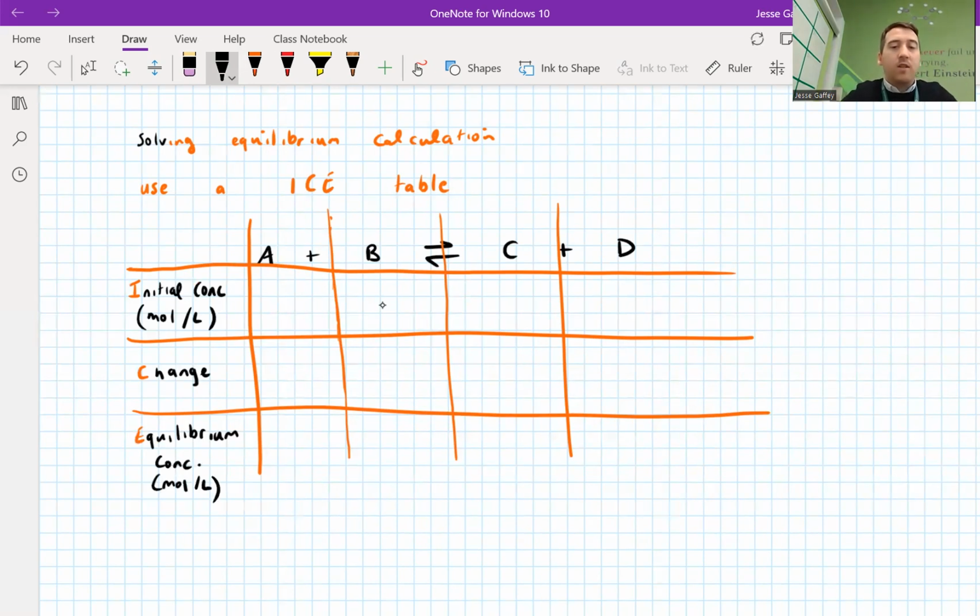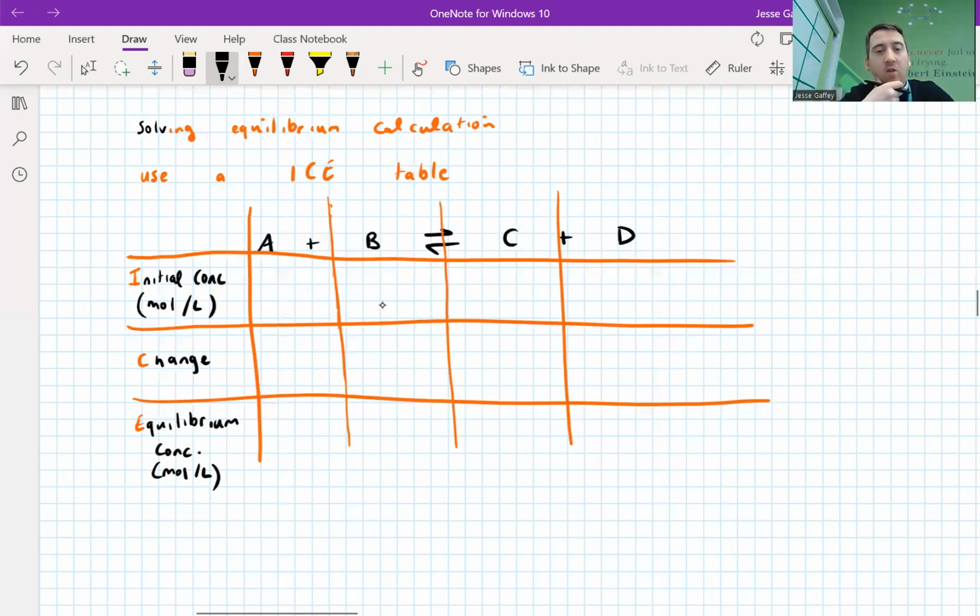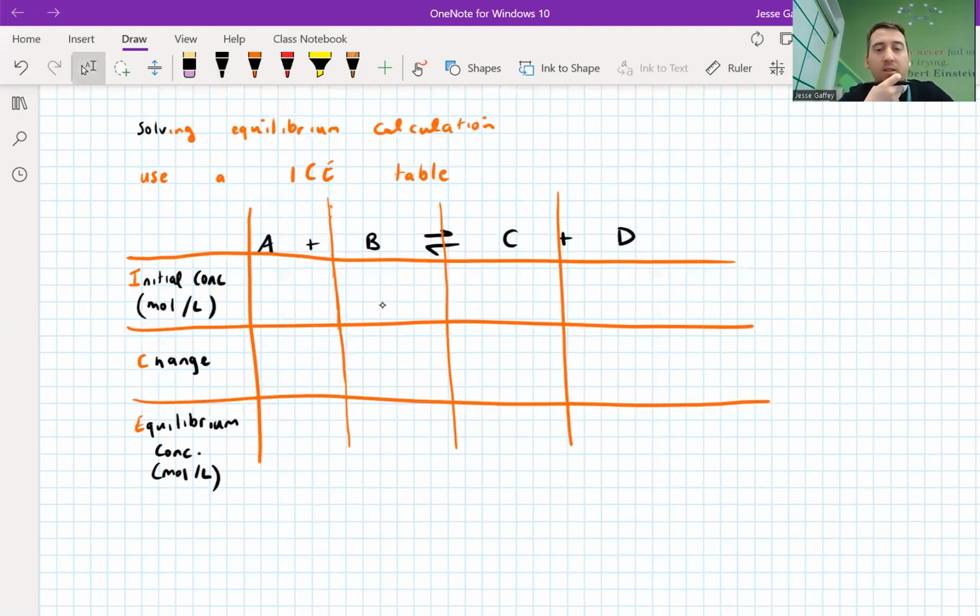Okay, so I'm going to get you to take that down, what an ICE table is. So do that for me now. Now, all this does, guys, this isn't really part of the calculation, of course. You don't have to do it like this. But for me, this provides a structure which assists and scaffolds your thinking about the calculation.